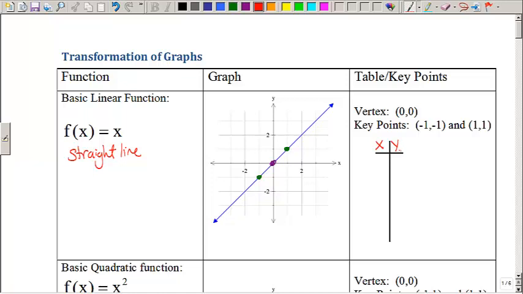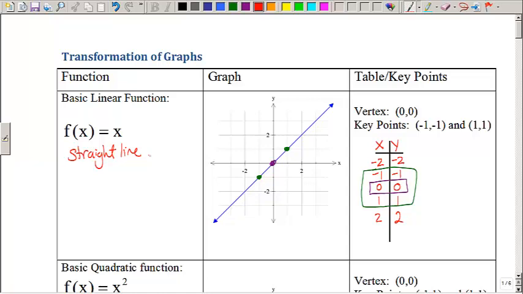And using our t-chart, we could find the values negative 2, negative 2, negative 1, negative 1, 0, 0, 1, 1, and 2, 2. Notice that my vertex is in the middle, as well as my key points, right there. When you're doing these, the only ones you really need to memorize are your key points and your vertex. And once you have those 3 values memorized, we can transform these graphs a little bit later.